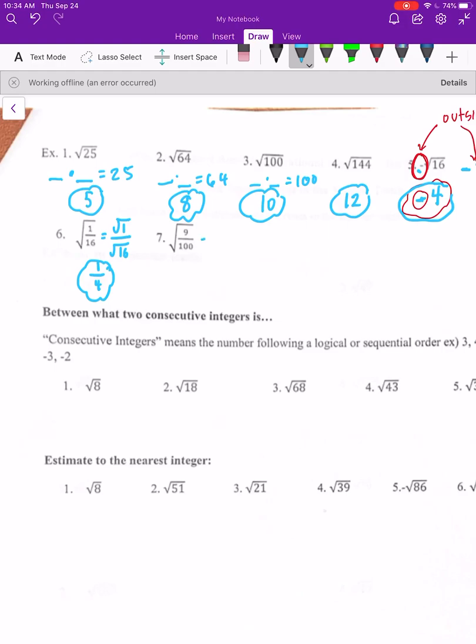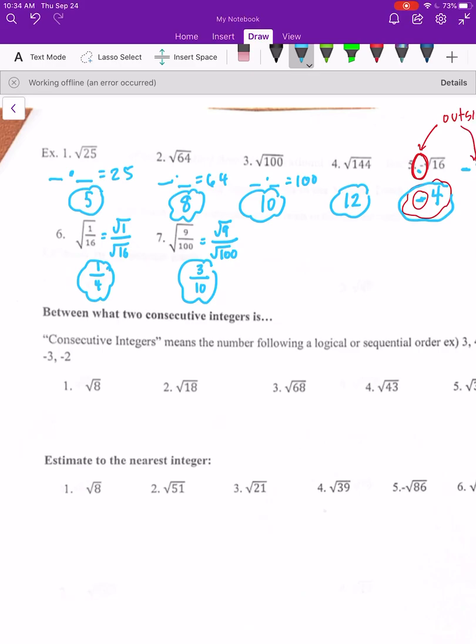Okay, so here, same thing. It's a fraction, but split it up. The square root of 9 on top, the square root of 100 on the bottom. The square root of 9 is 3. The square root of 100 is 10. So my answer is 3/10.